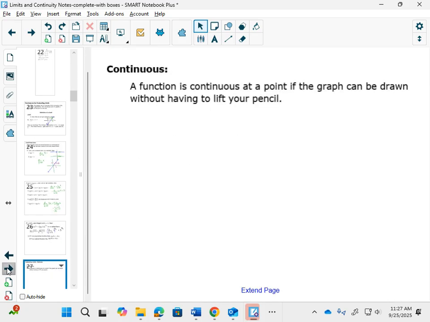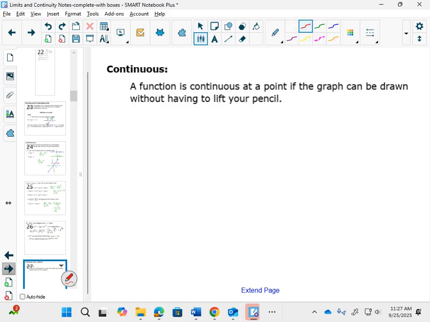So this gets to this important idea. What is a continuous function? And this is so important for calculus. This is not the official mathematical definition. A continuous function is one that can be drawn without lifting your pencil.